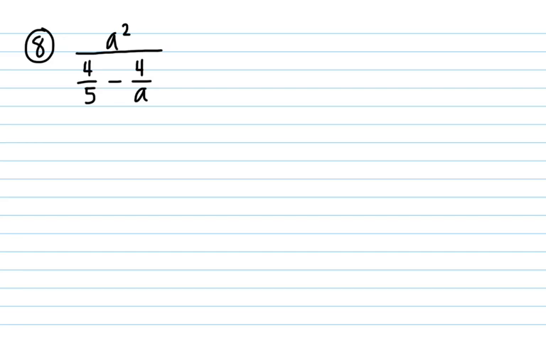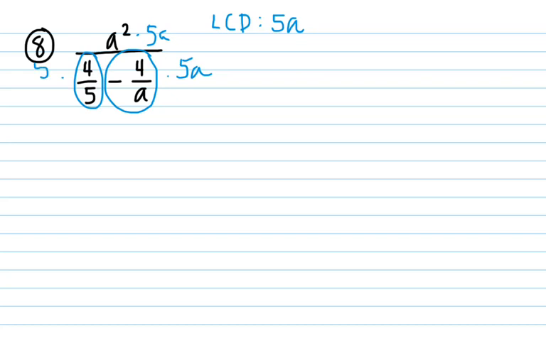Now in number 8, the same idea applies here. The baby fractions are 4/5 and negative 4 divided by a, and my least common denominator for those baby fractions is going to be 5 times a. So I'm going to multiply all of these terms by 5 times a. This gets a 5 times a, this gets a 5 times a, and this gets a 5 times a. All of the terms, top and bottom. So let's write those little expressions and see what we end up with.